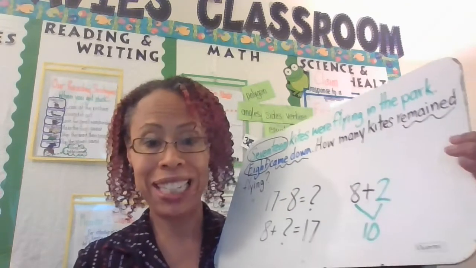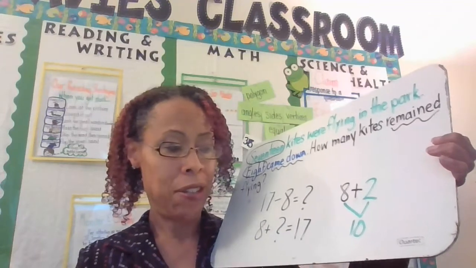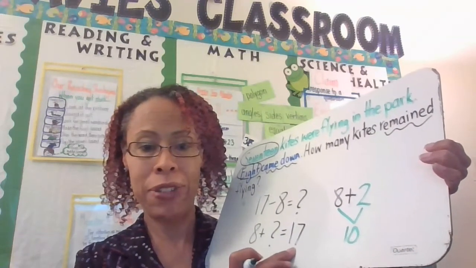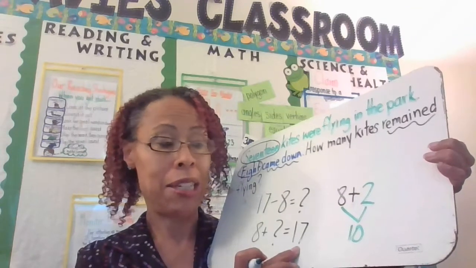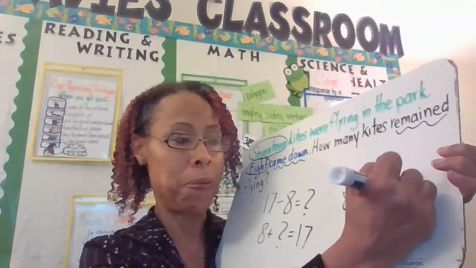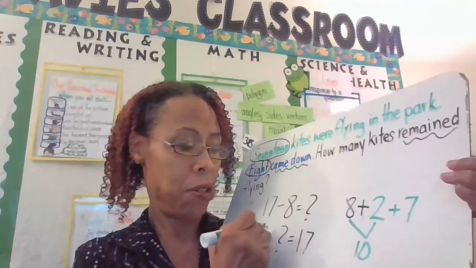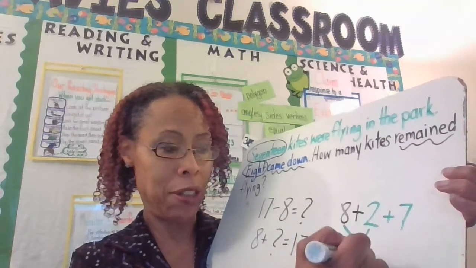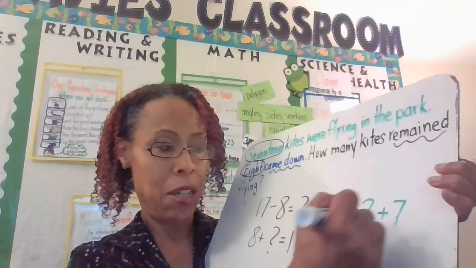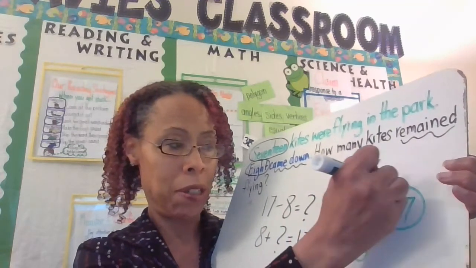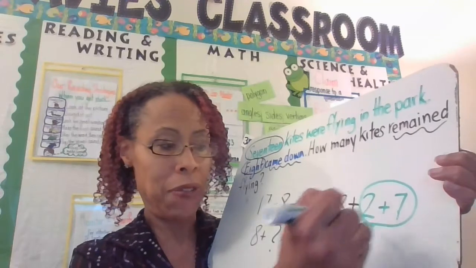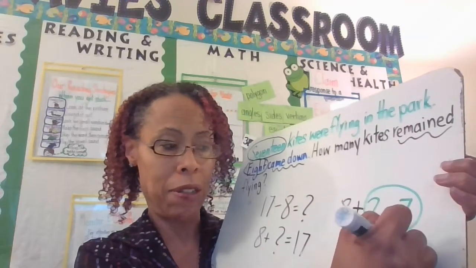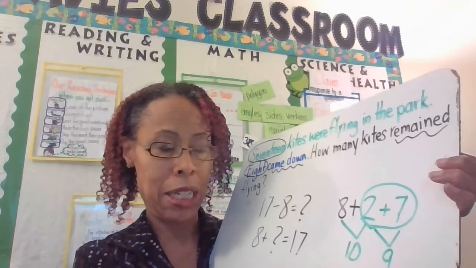Okay, so once you make a 10, everything else is easy. So I have to think about 10 plus what will be equal to 17. Yes, 7 more. So there's our answer. 8 plus what equals 17? We found out that 10 plus 7 equals 17. So we know that 8 plus 2 plus 7 equals 17. And 2 plus 7 is otherwise known as 9.